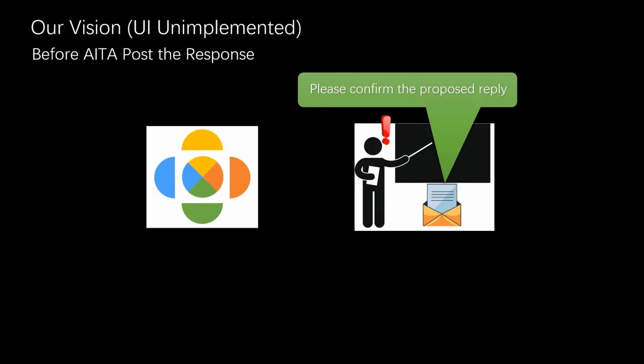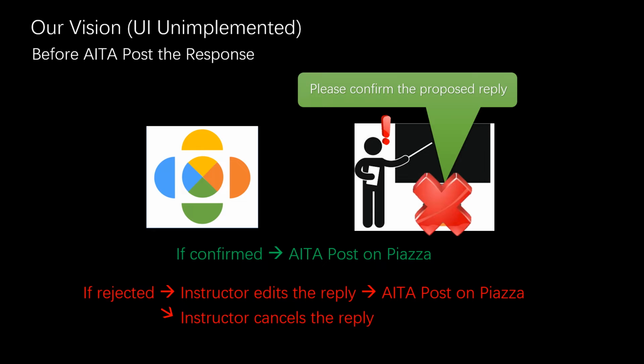For all functions mentioned above, the AITA will send its proposed reply to the instructor and ask for confirmation before it posts the response. If confirmed by the instructor, the AITA will directly post its reply on Piazza. Otherwise, the instructor can edit the reply before it gets posted, or the instructor can cancel the reply. The instructor can also choose to trust the AITA and make some functionalities fully automated without requiring confirmation from the instructor.